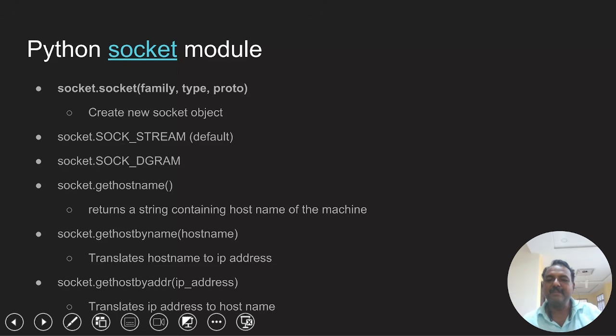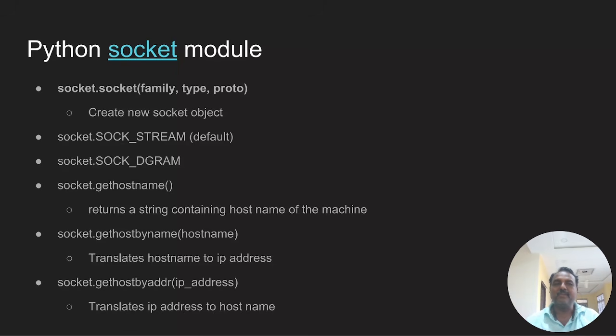Right. Now in Python, if you come to implementing network programming, we are going to have a specialized module called the socket module. So the first and foremost thing we need to do is import that module called socket. And the socket module is going to have some functions in it.